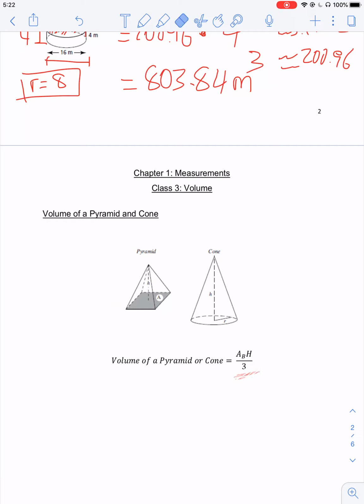But because your test is open book, I'm not going to be giving any formulas, okay? You kind of need to look through your notes and figure that out, okay? So this is the formula for pyramid and cone, okay? So let's do some examples.